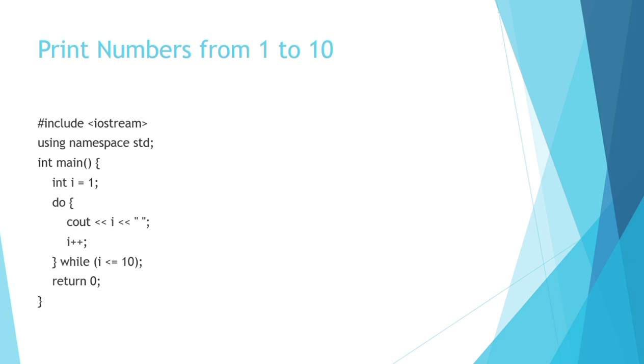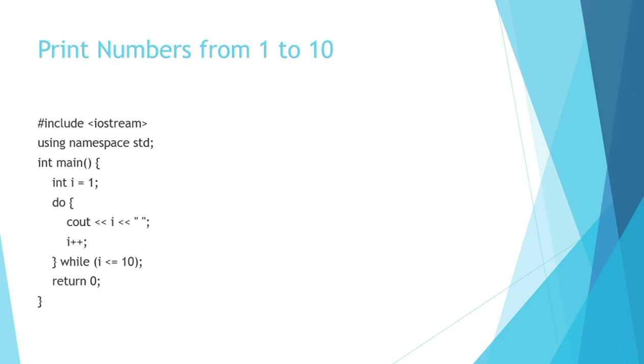Initially, i equals 1. The do block executes, printing 1, and then increments i to 2. On the second iteration, i equals 2. The do block executes again, printing 2, and increments i to 3. This continues until i reaches 10. The loop prints 10 and increments i to 11. When i equals 11, the condition i <= 10 becomes false, and the loop exits.